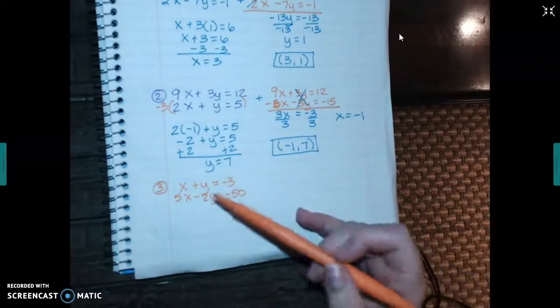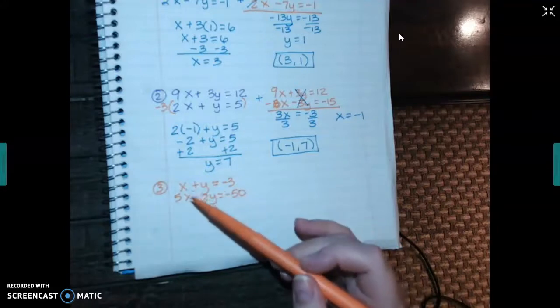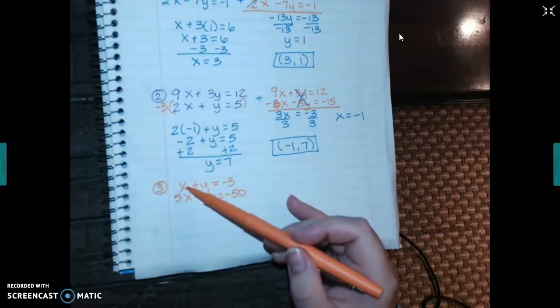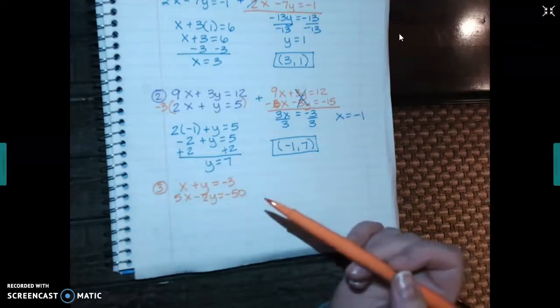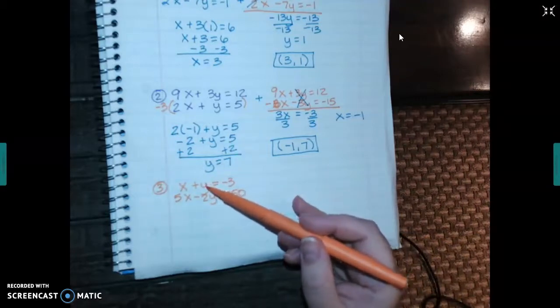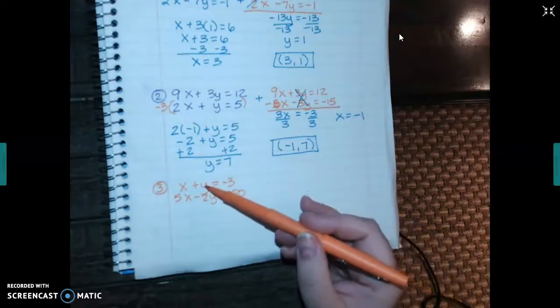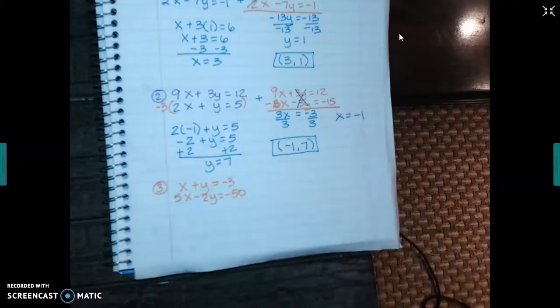You could create opposite or identical x's, meaning you could change this x up on top into either 5x or negative 5x, which would then allow you to eliminate your x's. Or you could create 2y out of the top y value by multiplying the whole equation by 2. You could also multiply the top equation by negative 2 and create identical y's. You have options in how you want to solve this.